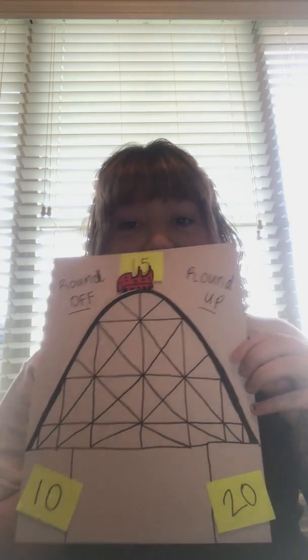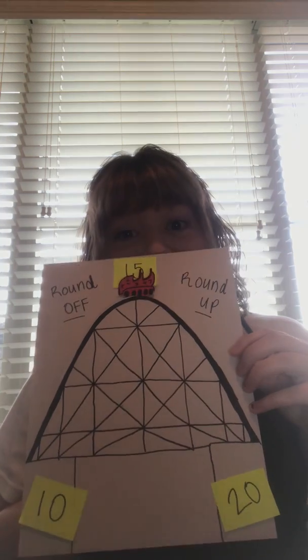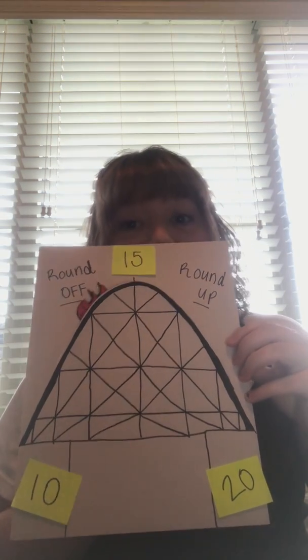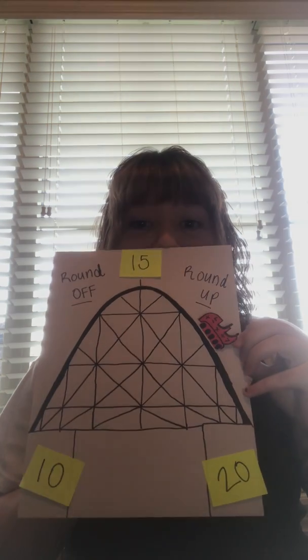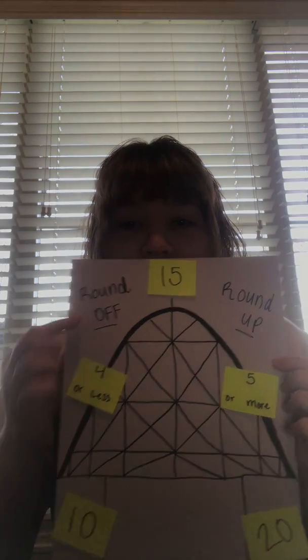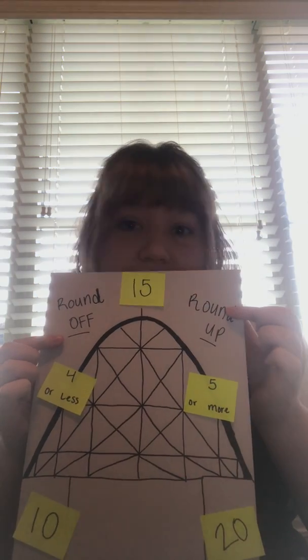So 15 is usually in the middle, so does it round off? Does it round up? Which way does it go? It actually rounds up. So 15 goes into 20. And a good way to remember this is: 4 or less, round off; 5 or more, round up.